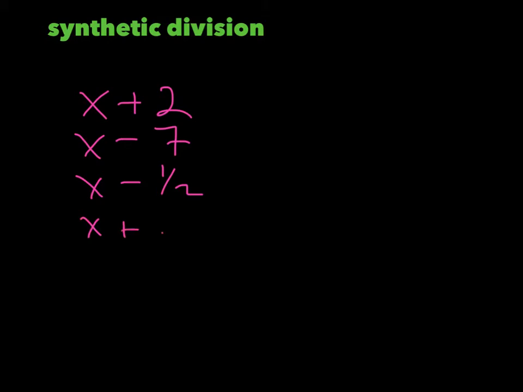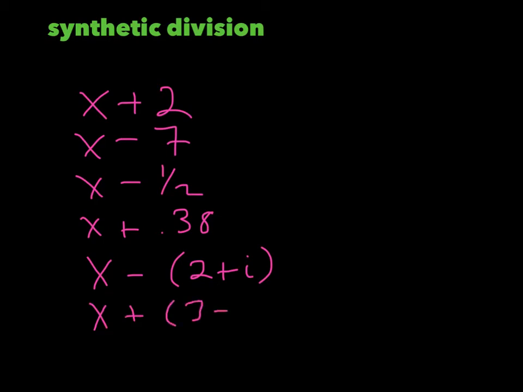Synthetic division is a shortcut method for doing long division with polynomials, but it only works when your divisor is a first-degree binomial. So in the denominator, you must be dividing by something that looks like x plus 2, x minus 7, x minus a half, x plus 0.38. It can also be imaginary numbers, so I can have x minus 2 plus i, or x plus 3 minus 4i, and we'll talk about those imaginaries last.